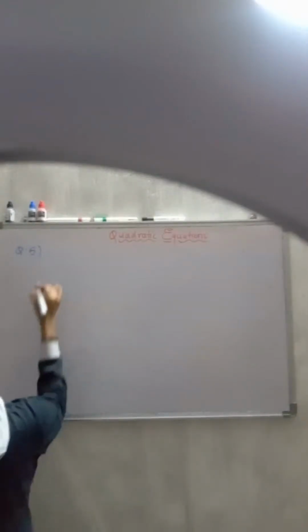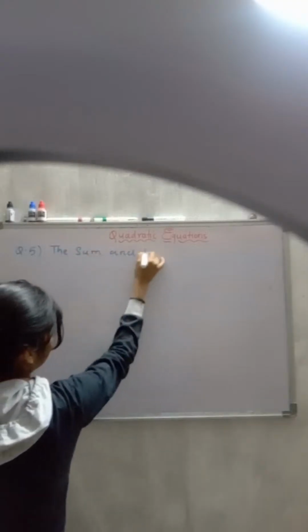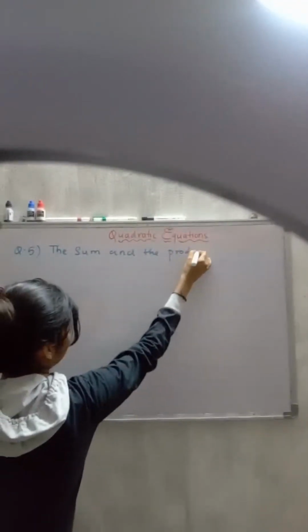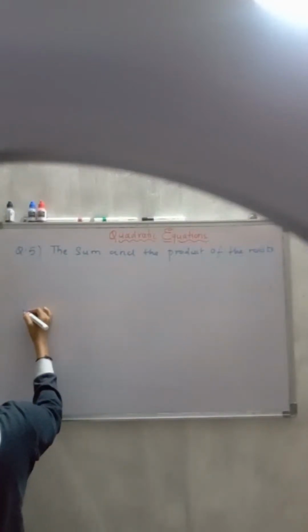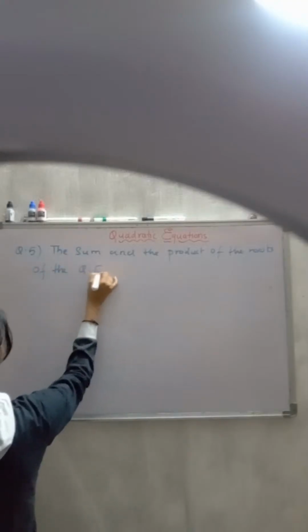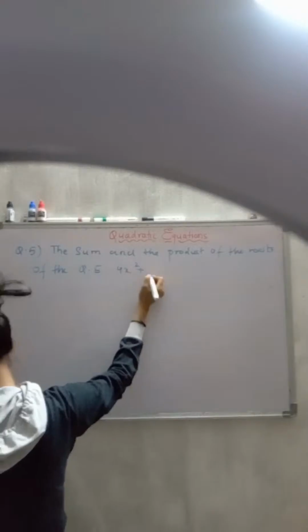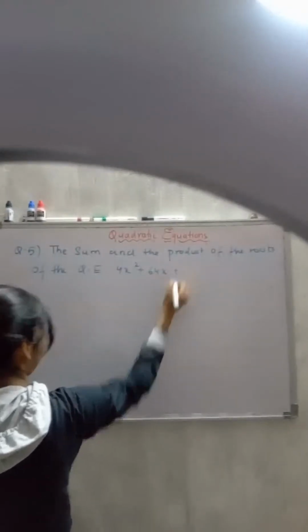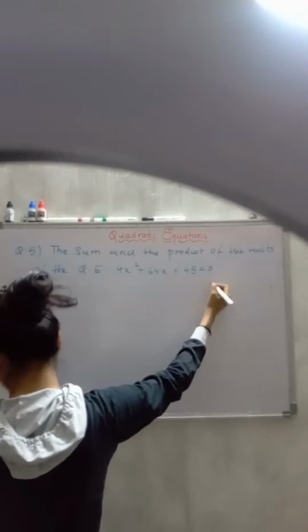Question number 5 will be: the sum and the product of the roots of the quadratic equation 4x square plus 64x plus 45 equal to 0 are.